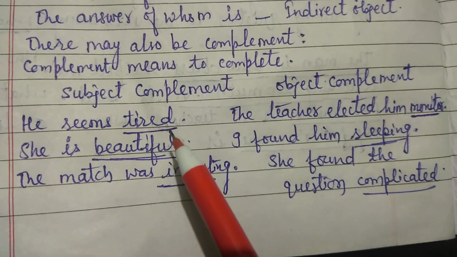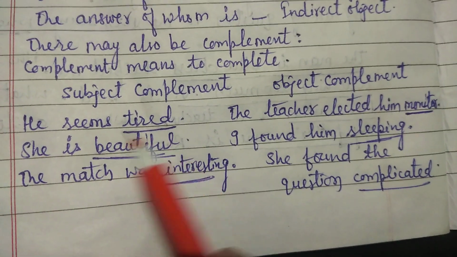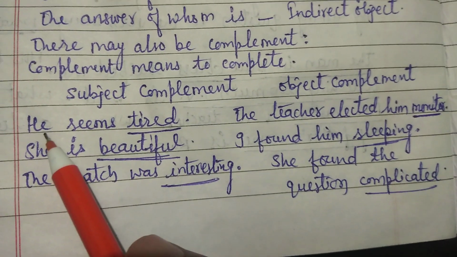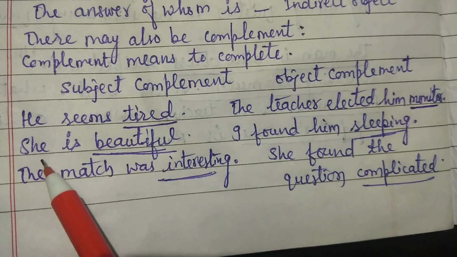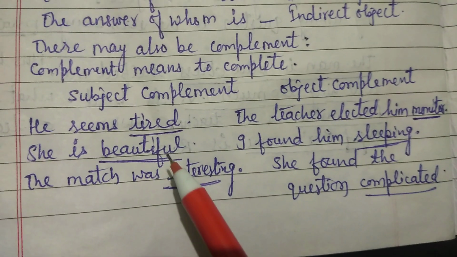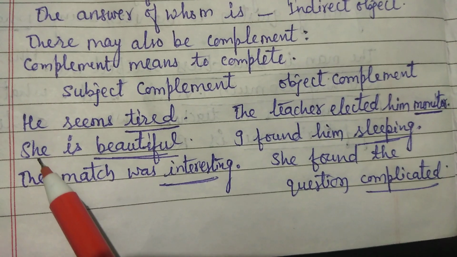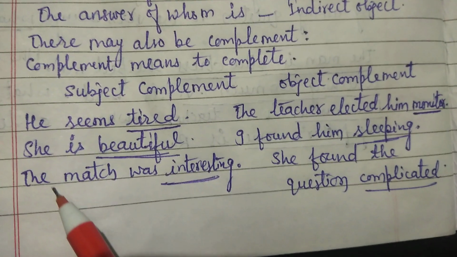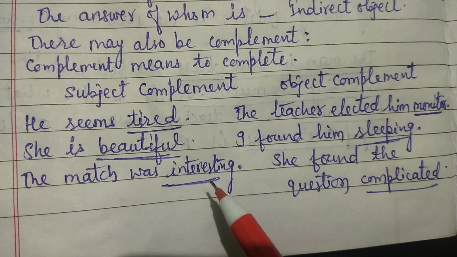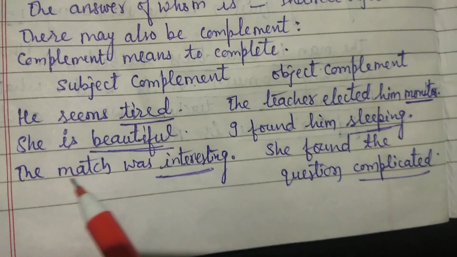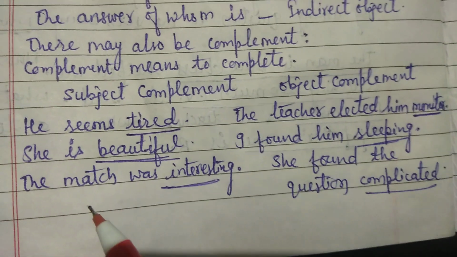Let's have a look at the following sentences. He seems tired. So tired is telling us about the subject, so it is subject complement. She is beautiful. Again, the word beautiful is telling us about she, that is the subject of this particular sentence. The match was interesting. So again, interesting is telling us about the word match, which is the subject of this sentence.